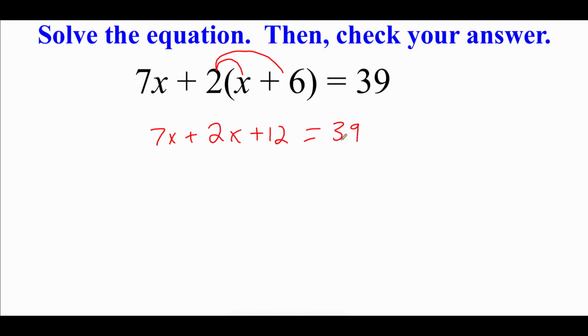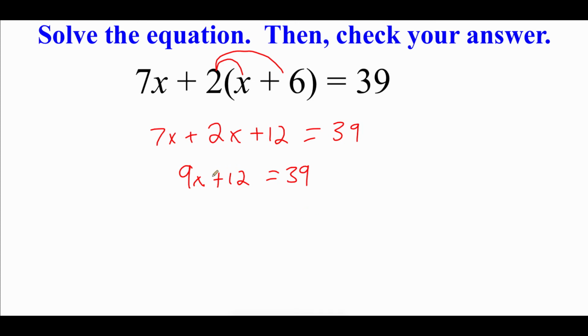Now this is going to be very similar to the last problem where we've got some like terms that we can combine on the left-hand side. So if we take 7x and we add 2 more x's to that, then we're going to have 9x, still have that plus 12, and this is still equal to 39.